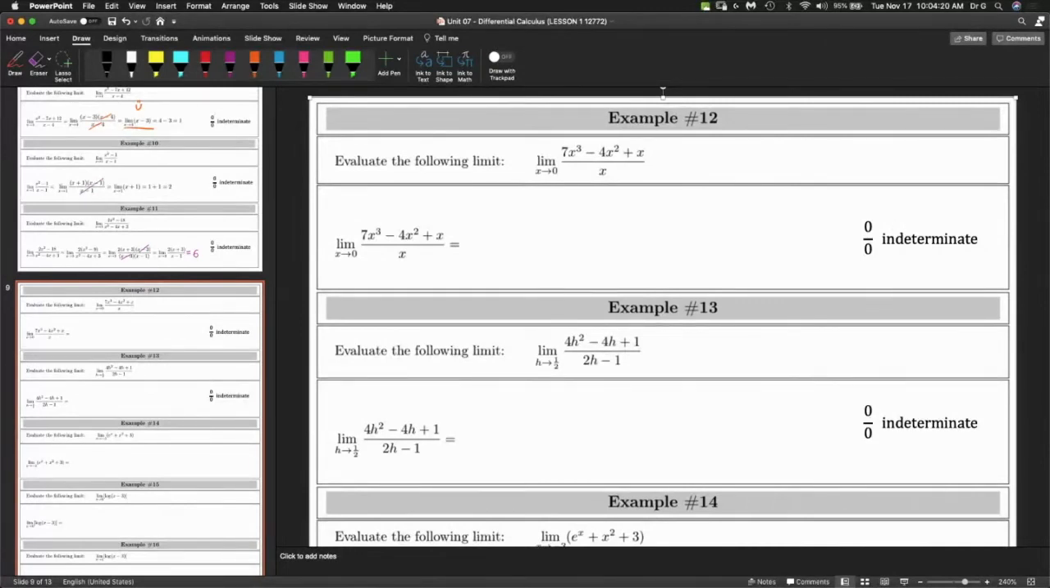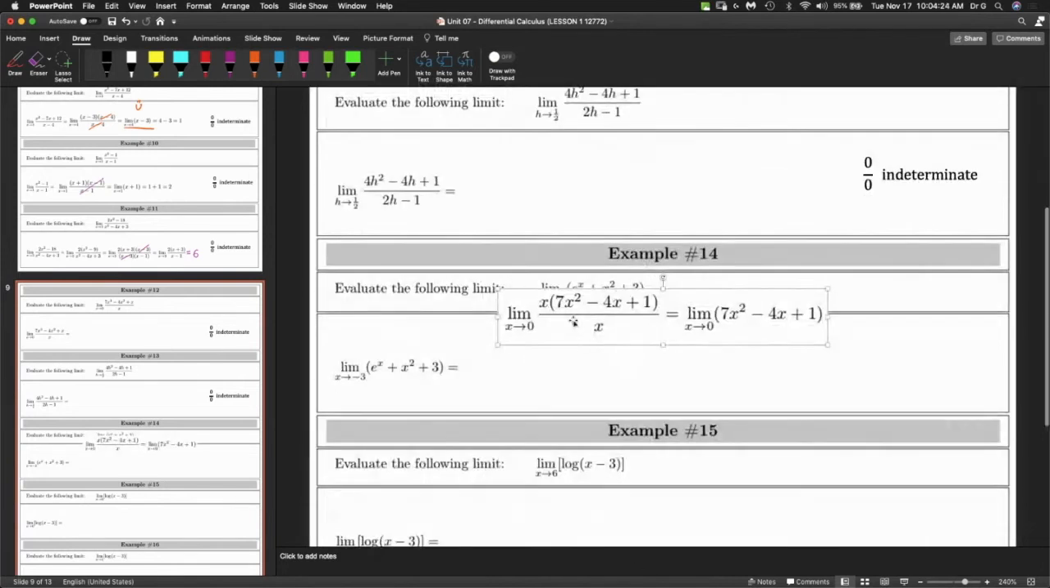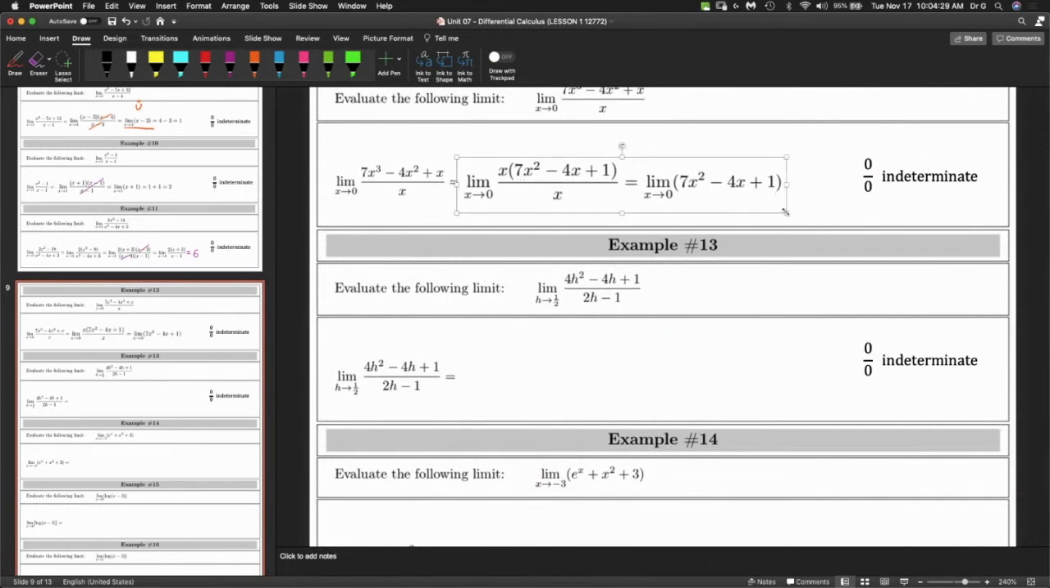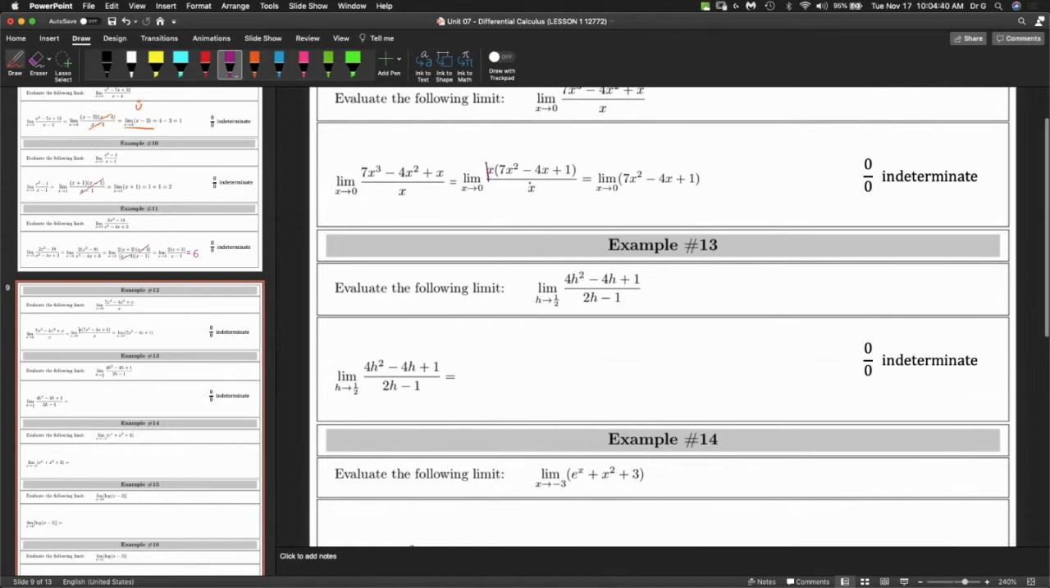So then what you can do is take an x out. If you take an x out, then you remove the problem. See how I took an x out of the top here? I took an x out of the top, and I can cancel it with the one at the bottom, leaving me with just something that I can plug 0 into. Plugging 0 into this one here is easy. You just get 1.